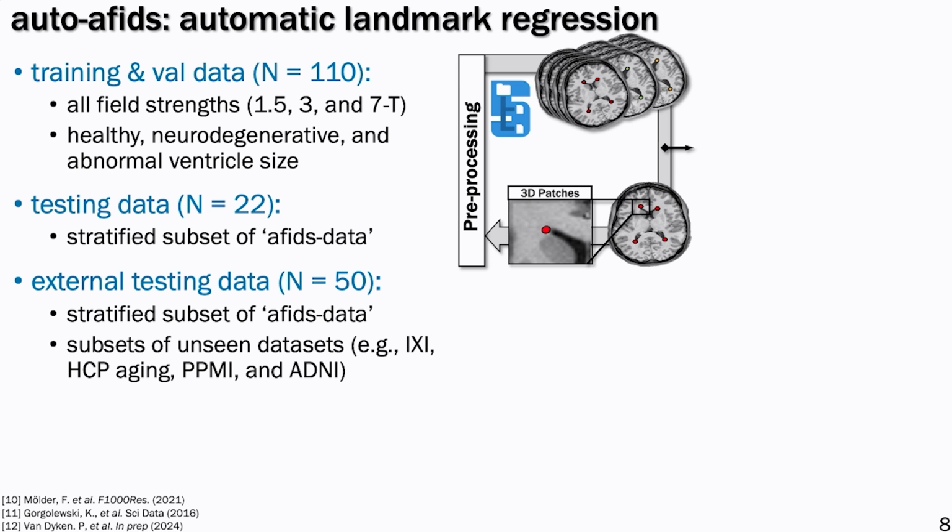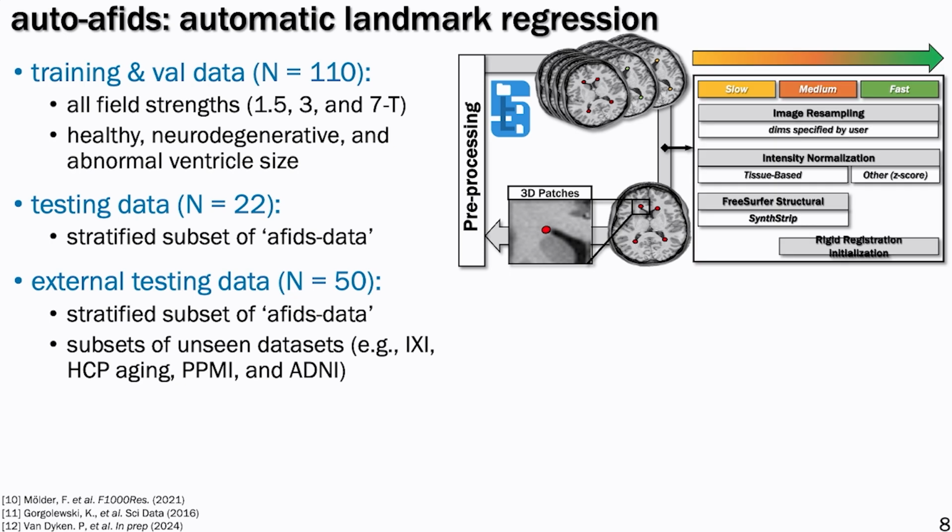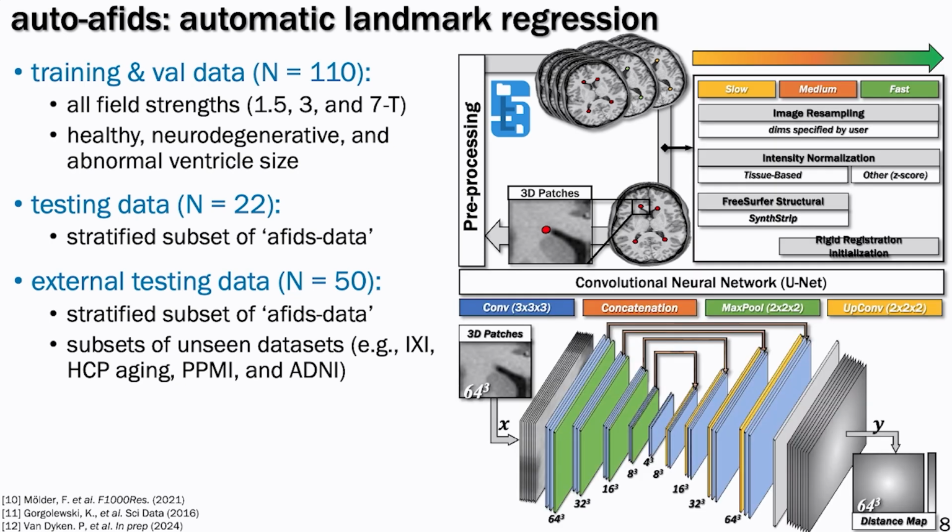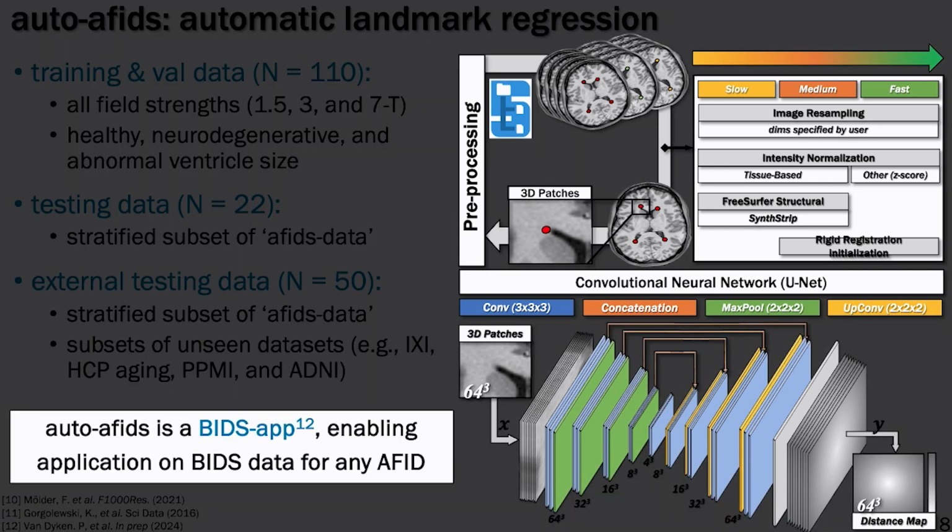to create what would be the AutoAPHIDS project, which is an automatic landmark regression framework. The APHIDS project, since its inception, has been grounded by open principles, and so AutoAPHIDS is no different. What I want to emphasize is AutoAPHIDS is not simply a bunch of trained models to perform landmark regression. It's also a framework that you can use to train your own on your own data. And so we release models and the framework to do the training.